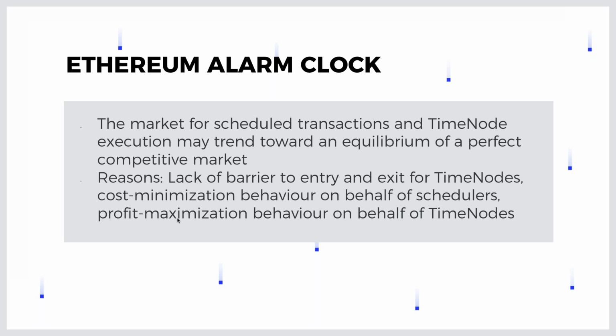And you can roughly guess that for each step of $7, you'll see roughly another time node in the network, if all of the time nodes act rationally and aim to maximize their profits, and all the schedulers act rationally and try to minimize their costs. This is basically what will happen, where the time nodes will always increase to fill the demand side of the supply.